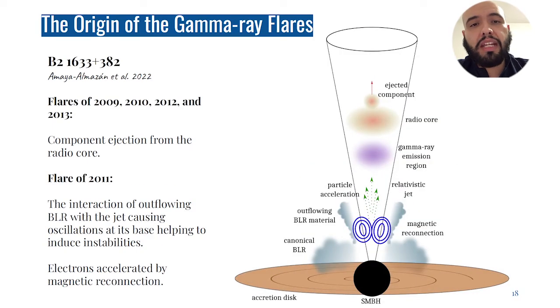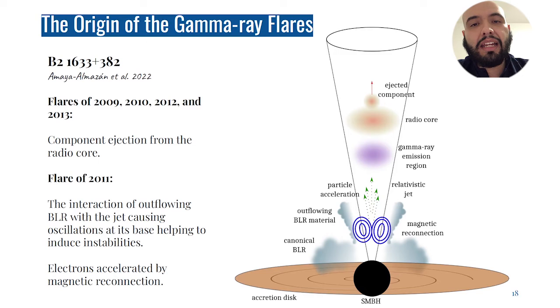In B2 1633+382, the gamma ray flares of 2009, 2010, 2012, and 2013 can be explained by the ejection of components from the VLBI core detected by Jorstad and collaborators and Algaba and collaborators. The 2011 flare did not coincide with an ejection. Raiteri and collaborators explained this flare with changes in the Doppler factor due to geometrical effects.